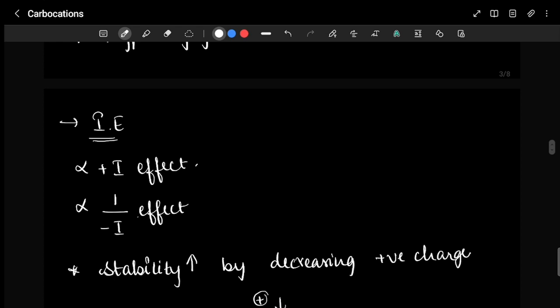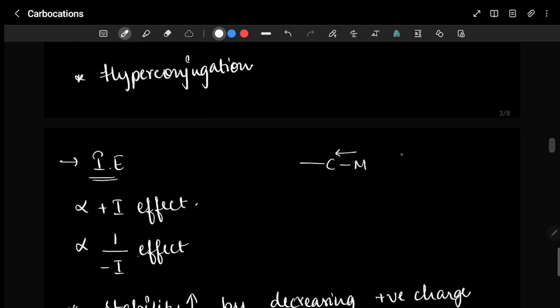So, what is inductive effect? Inductive effect is a temporary displacement. It is caused due to the electronegativity we have seen in GOC. So there are two kinds of inductive effects: plus I effect and minus I effect. Plus I effect is when the group donates electrons to carbon. Minus I effect is when it withdraws the electrons. This is minus I effect. This is the plus I effect.